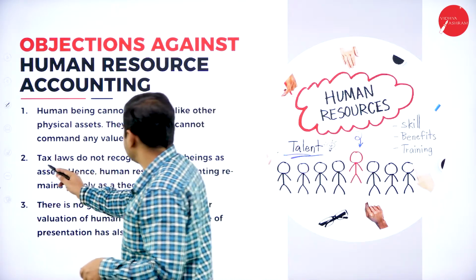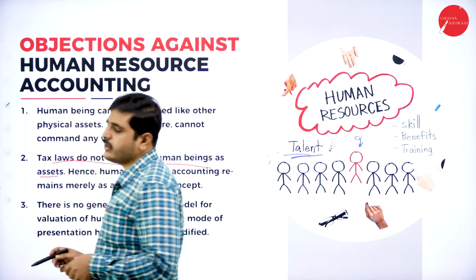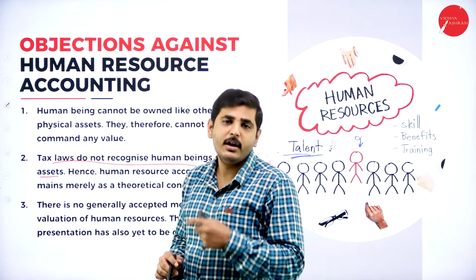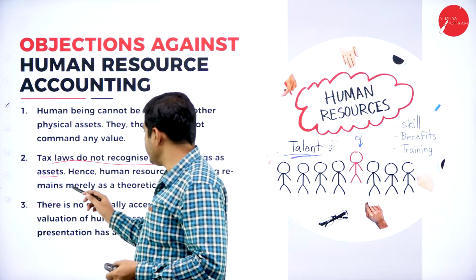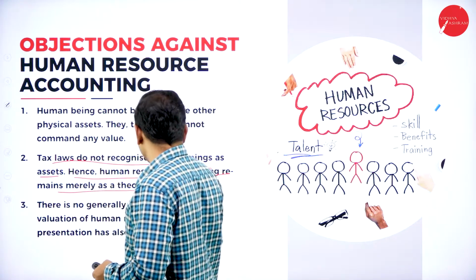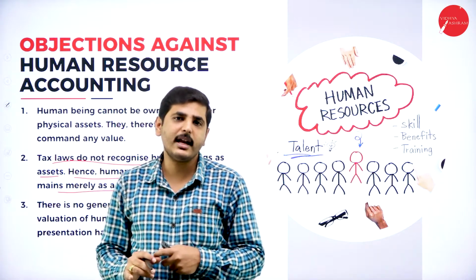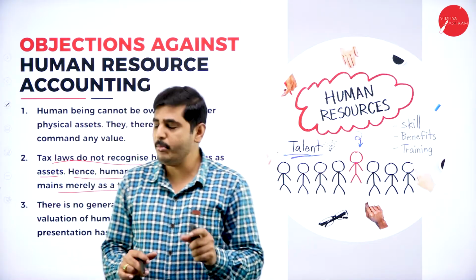Next one, tax law does not recognize human beings as an asset. Our tax law will not recognize human beings as an asset. In accounts we can recognize them as an asset, but in tax law it is not possible. Hence human resource accounting remains merely a theoretical concept. So keeping human resource as an asset is theoretically possible, but practically it is impossible.